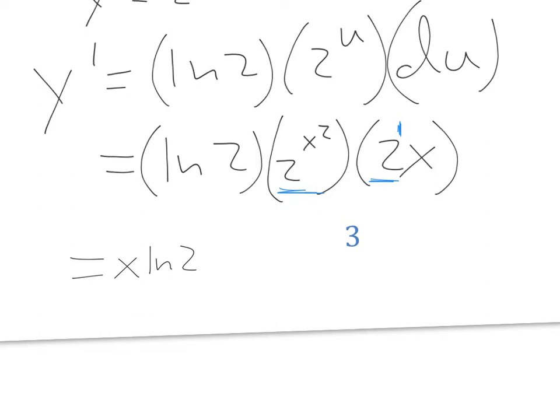And so what I think you're going to see sometimes is something like this, and then you're going to see the 2 to the x squared plus 1. And so they've combined these two 2's, since they have the same base, as just one base with x squared plus 1 as the exponent. Alright, let's go to the next page.